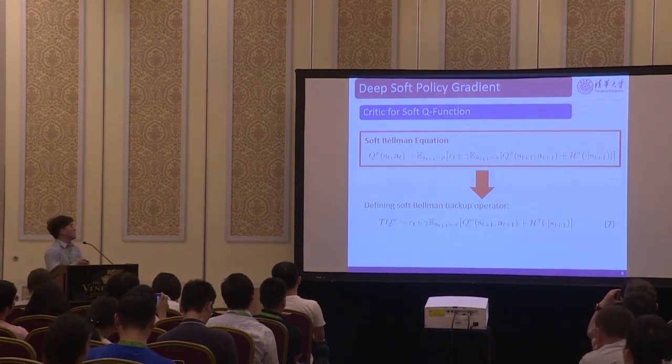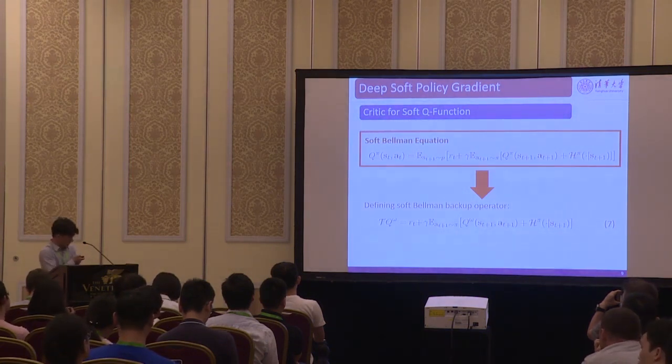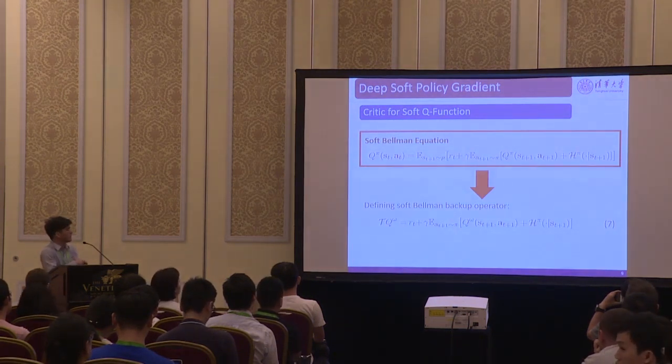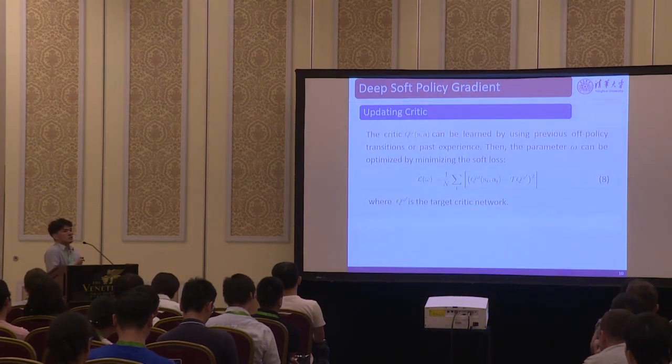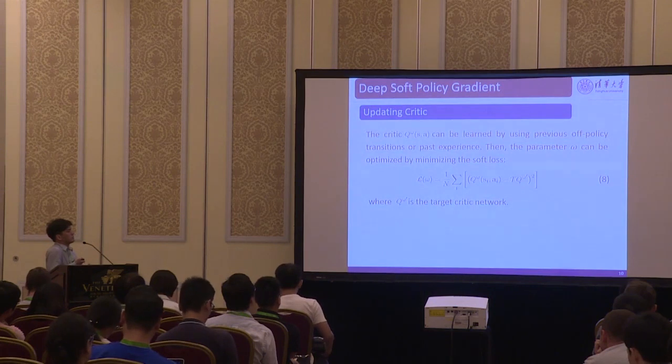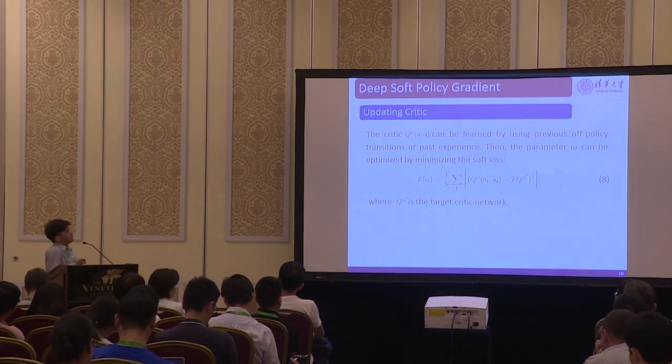Okay, let's review the soft Bellman equation introduced before and consider the case in which the critic Q is approximated with a neural network with parameter omega. And then we can define the soft Bellman backup operator T as equation 7. Just as in DPG, the critic Q omega can be learned by using off-policy transitions sampled from the replay buffer or past experience. Then the parameter omega can be optimized by minimizing the soft loss, which is defined as the sample mean square error between the output of the critic and the soft backup operator T.